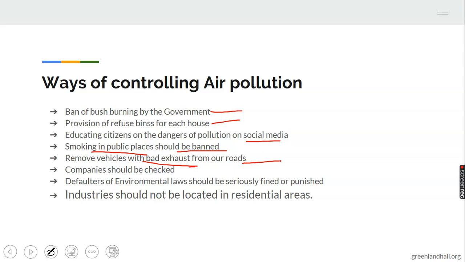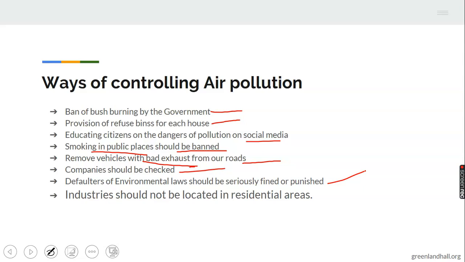Then companies should be checked. Companies that bring out a lot of fumes in the industries, the government should check them regularly to ensure that such fumes are not affecting people living around that environment. And then defaulters of environmental laws should be seriously fined and punished. If you find people doing things that are negative to the health of the people around the environment, they should be reported, and then they should be seriously fined and punished, so that they will stop harming people's health around them.